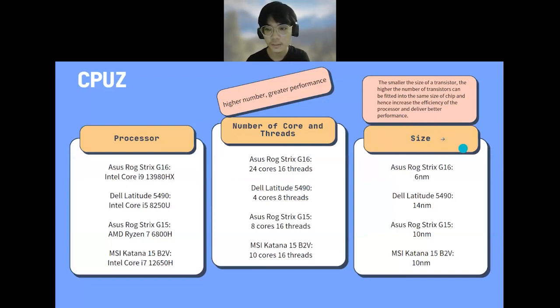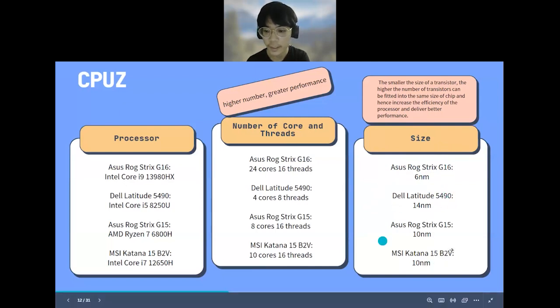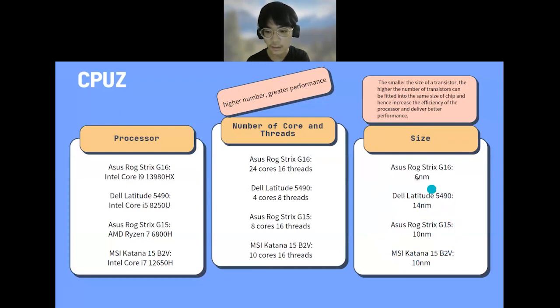For the size of the chip technology, the smaller the size of the transistor, the higher the number of transistors that can be fitted into the same size of chip, which means increased efficiency of the processor and better performance. The Asus ROG Strix G16 has the smallest size among all the laptops compared, followed by the Asus ROG Strix G15 and MSI Katana 15. The largest technology is the Dell Latitude 5490, which is 14 nanometer.